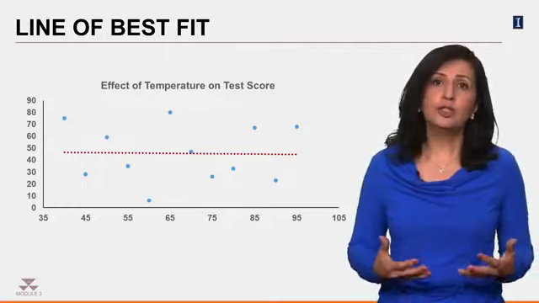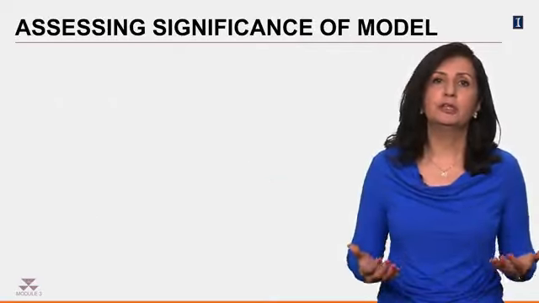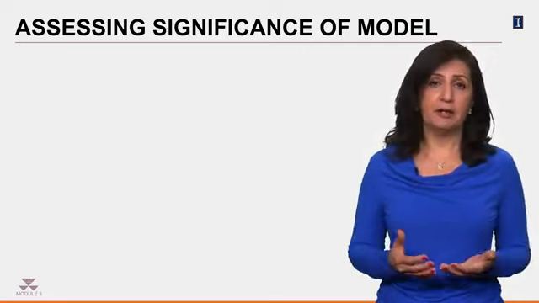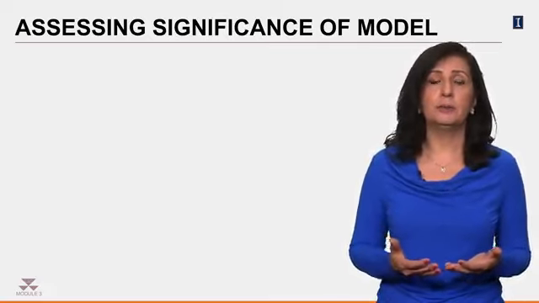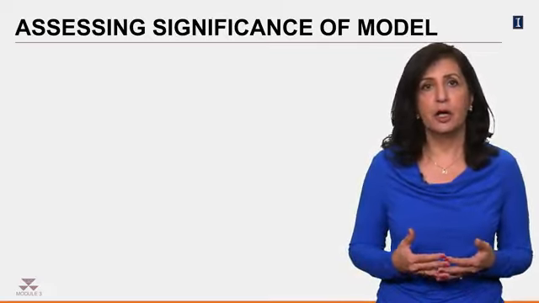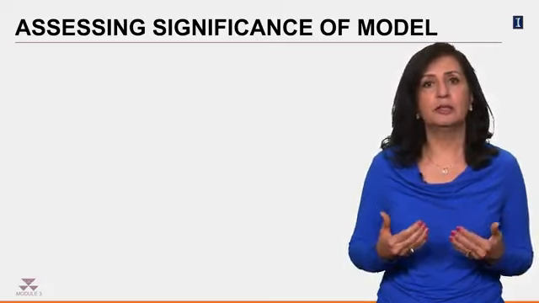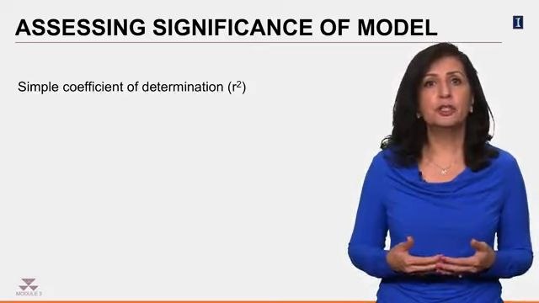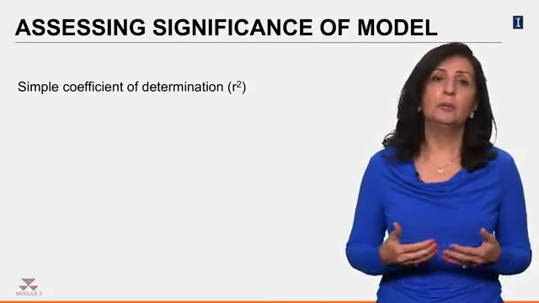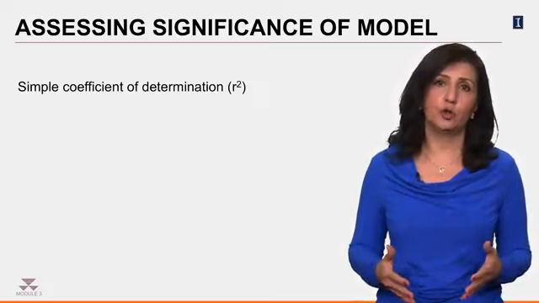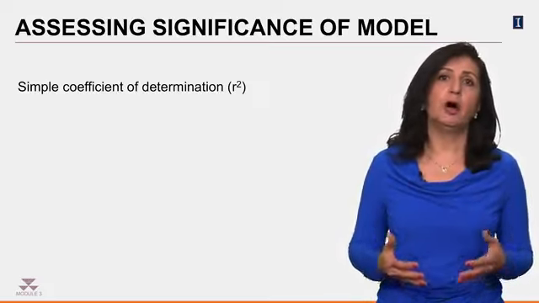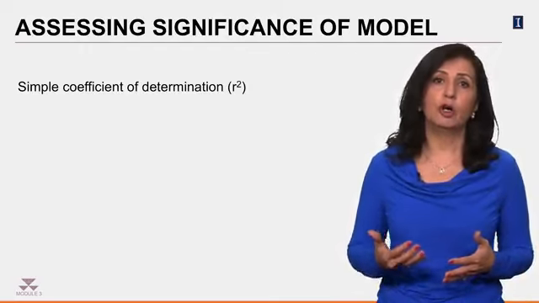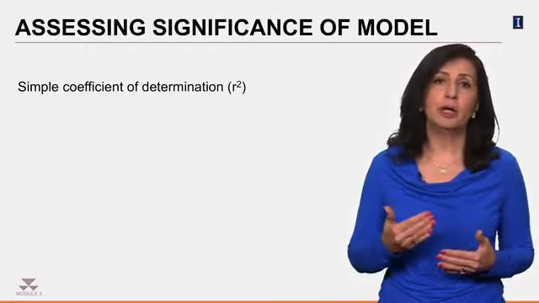We now turn to the question of how useful is a particular regression model. After all, a model that explains 90% of the variation is more useful than one that explains only 10% of the variations. One measure of usefulness of a regression model is the simple coefficient of determination. This coefficient is represented by r squared, and most of the time it is just called r squared and not by its proper name of simple coefficient of determination. It is important to know how we calculate r squared so that its meaning would become clear.